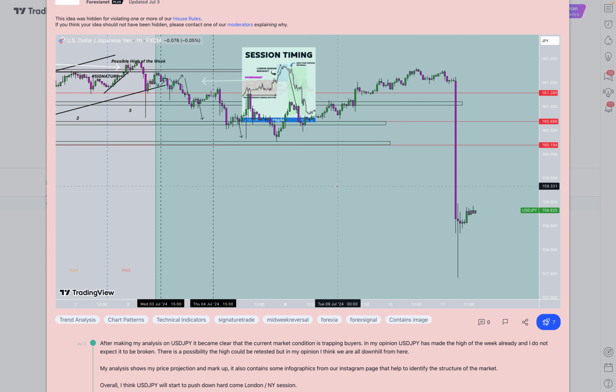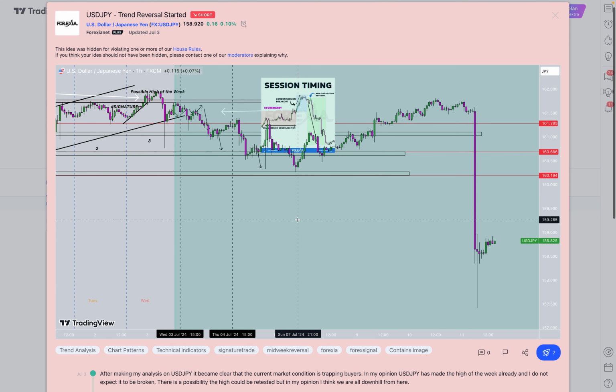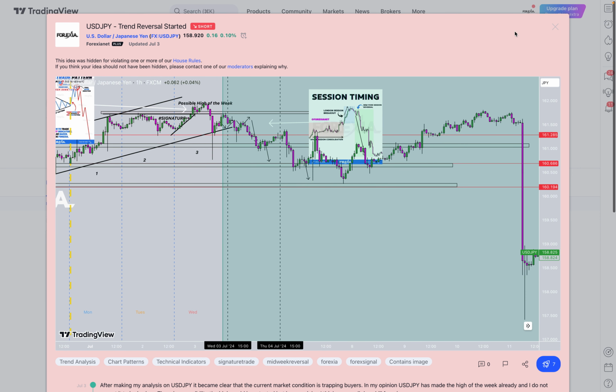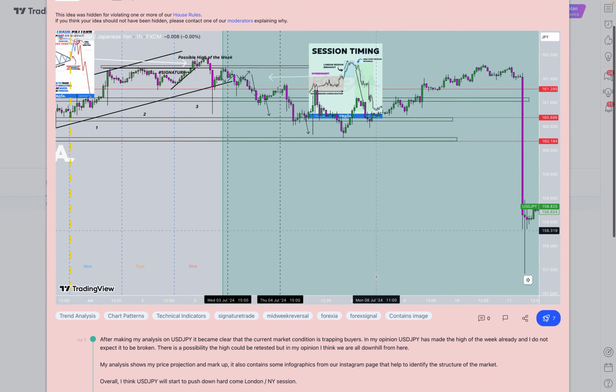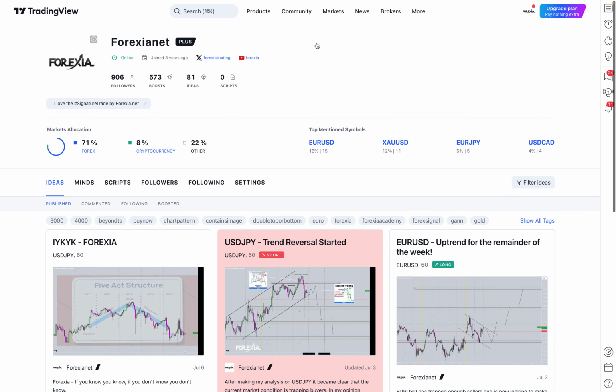But let's analyze this and see exactly why I took this trade, why I sent it, the confirmations that I had, and why I was so confident that this trade was going to play out in our favor. So screw TradingView for hiding our idea, because I'm sure a lot of people would have made money on this. But that's what happens when you violate TradingView rules.